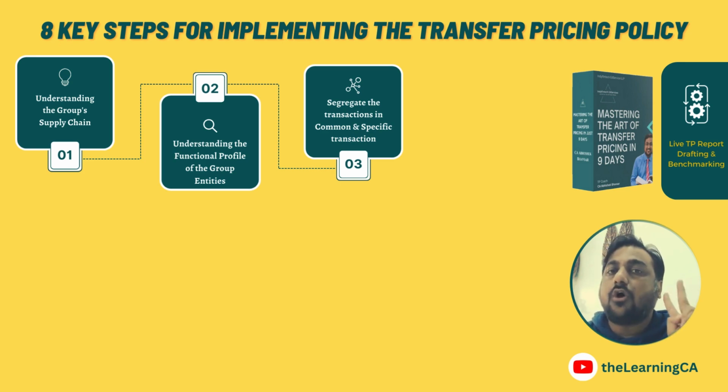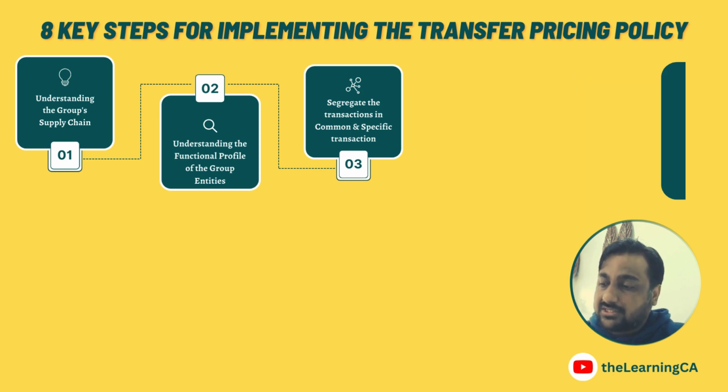First would be the common transactions, the repetitive transactions which may keep happening between the entities, and the second would be the specific transactions, which don't happen frequently. They just exist between two entities, or this type of specific transactions which don't happen between all the entities. Such segregation I will do for these transactions. What is step number 4?